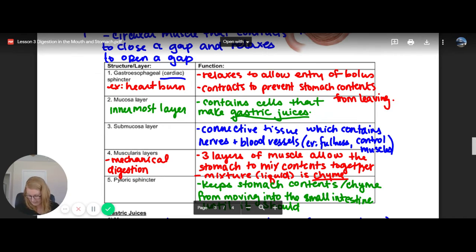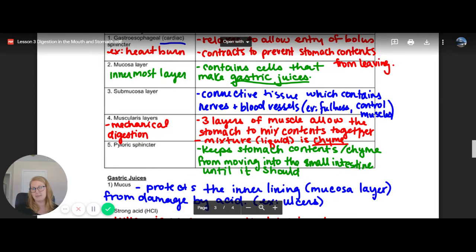The blood vessels, their whole purpose in being there is that the stomach, just like the rest of our body, is made of cells. So we need to get some nutrients to those cells in order to keep them working properly.